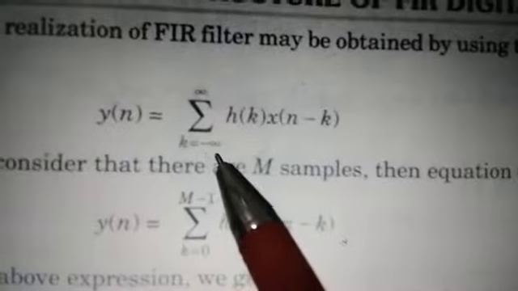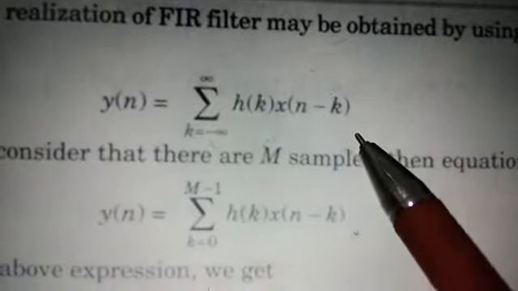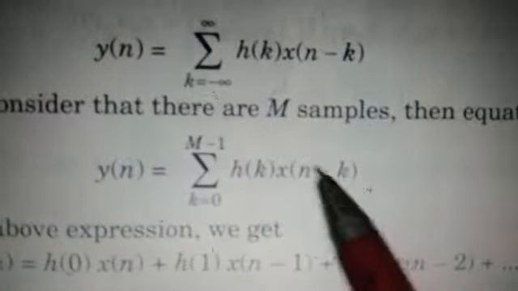So dear students, an FIR filter is given like an LTI system, so linear convolution: y of n is equal to summation k equal to minus infinity to infinity h of k x of n minus k. And since it is a filter, we have to consider M samples. So we can write y of n is equal to summation k equal to 0 to M minus 1 h of k x of n minus k. This equation represents the linear FIR filter.